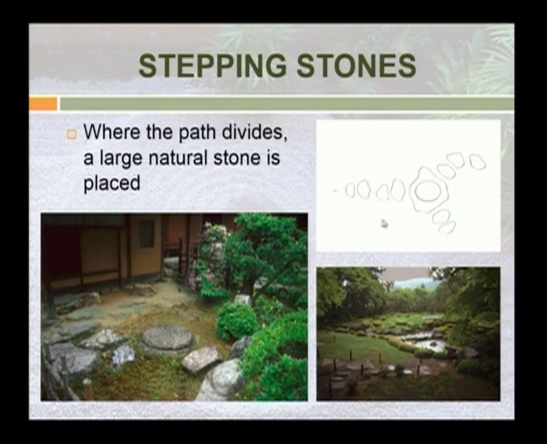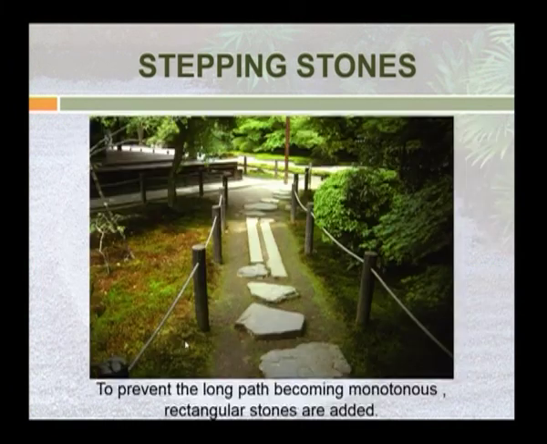Wherever the path divides, a large natural stone is placed. Here are some examples. So, the junction of the path is marked by a large natural stone, and when the path is too long, to prevent monotony, rectangular stones are added as part of the stepping stones.